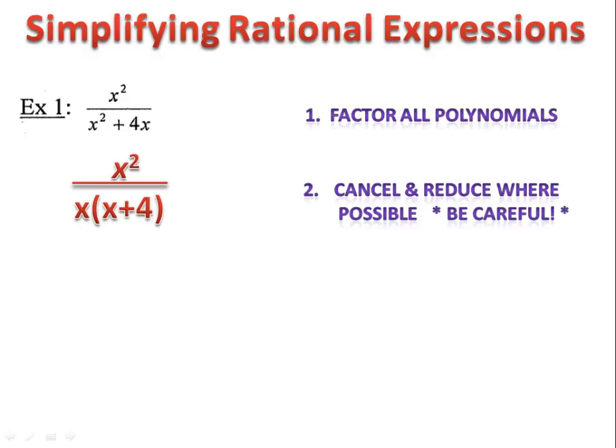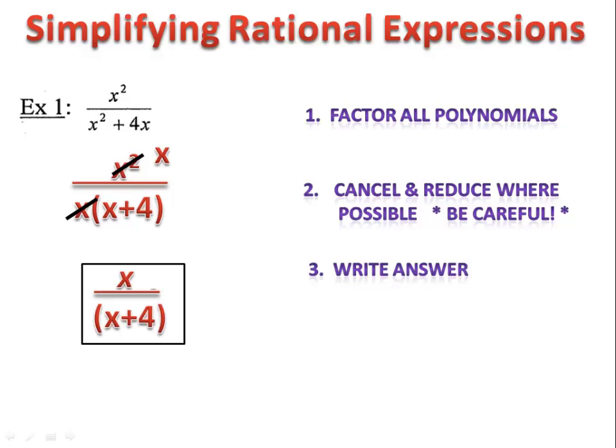Now that we've done that, we can cancel and reduce our fraction wherever possible. Notice outside I have an x and an x squared. Those I can reduce. That gives me my final answer of x over x plus 4.